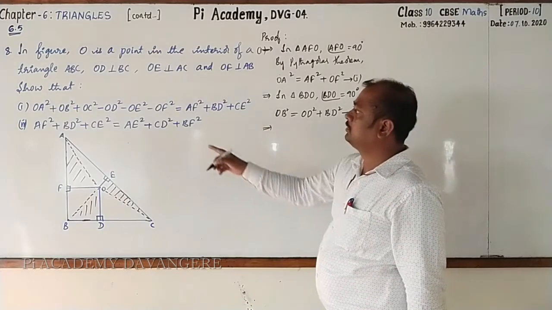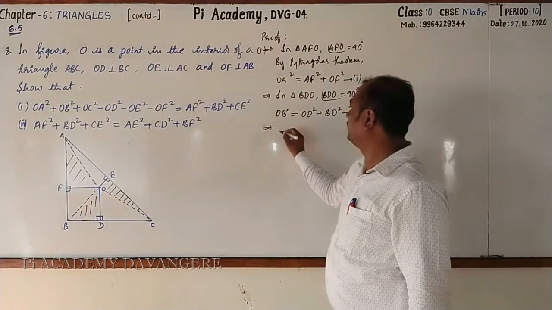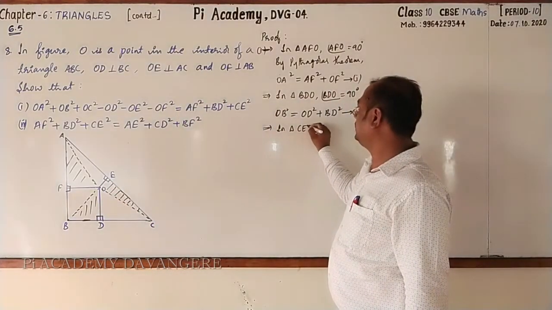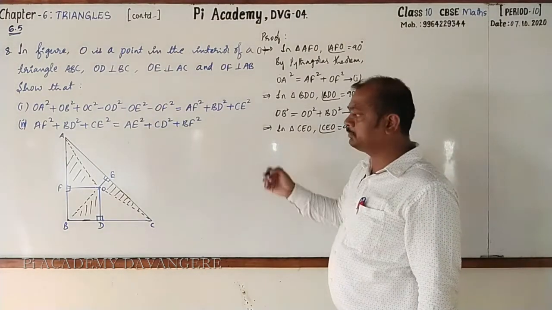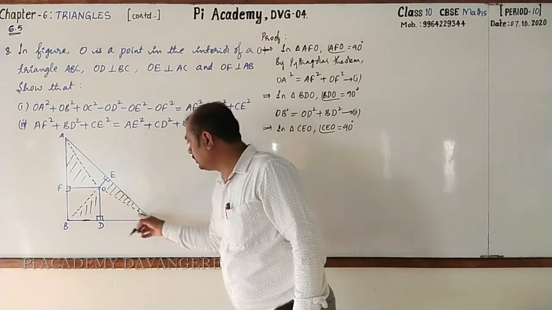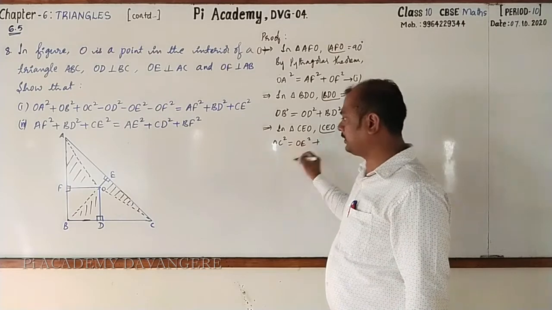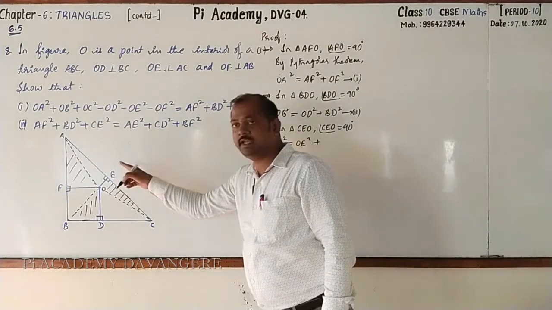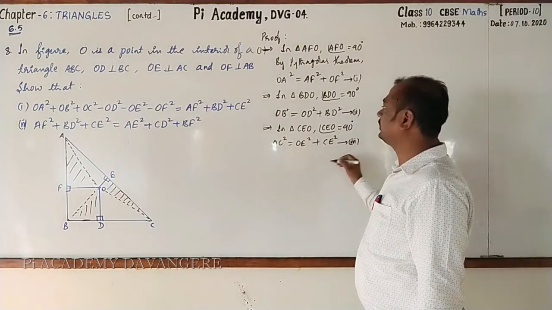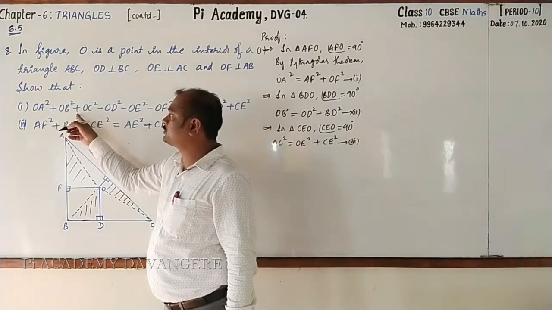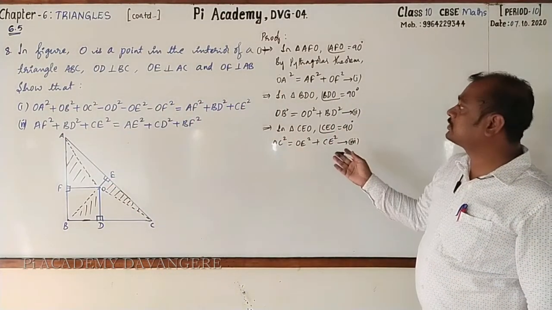Next, we want OC square. Let us take the triangle CEO. In triangle CEO, angle CEO is 90 degree. Again, by using Pythagoras theorem, we can write OC square is equal to OE square plus CE square. Call this as statement 3. Look here. We have OA square plus OB square plus OC square. They are all on the left hand side. Let's go for adding.